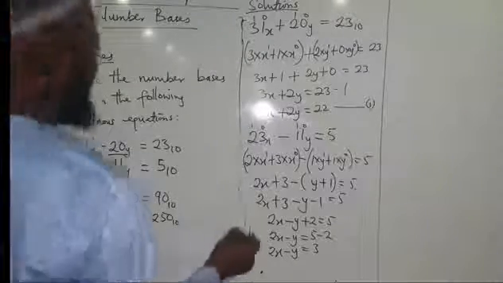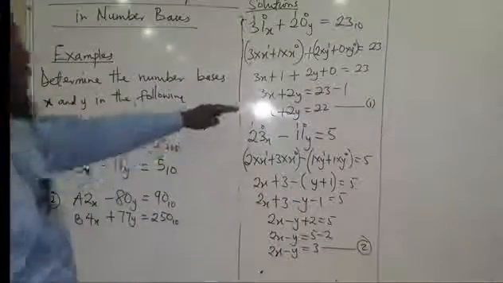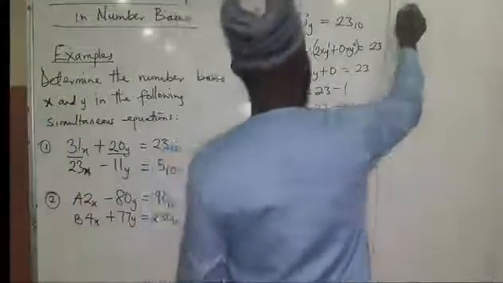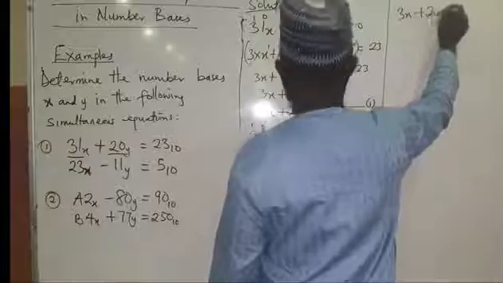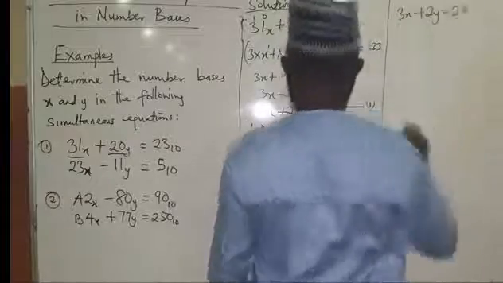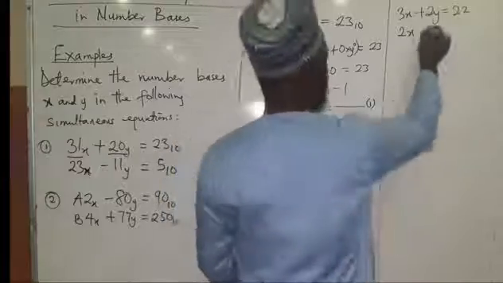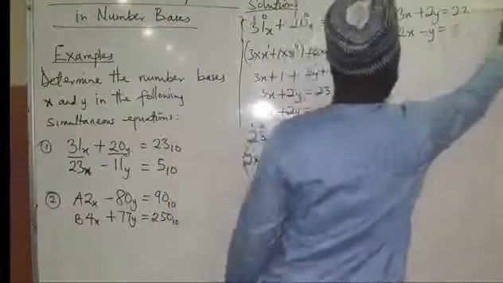So this will give us equation 2. So we can then combine the two equations and solve them simultaneously. So we're going to have 3x plus 2y equals 22. Then the second one is 2x minus y equals 3.